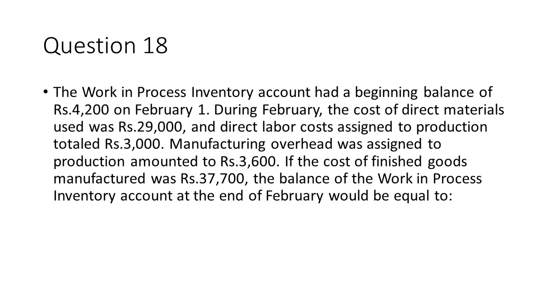The work in process inventory account had a beginning balance of rupees 4,200 on February 1. During February, the cost of direct materials used was rupees 29,000 and direct labor cost assigned to production totaled rupees 3,000. Manufacturing overhead assigned to production amounted to rupees 3,600. If the cost of finished products manufactured was rupees 37,700, the balance of the work in process inventory account at the end of February would be equal to rupees 2,100.